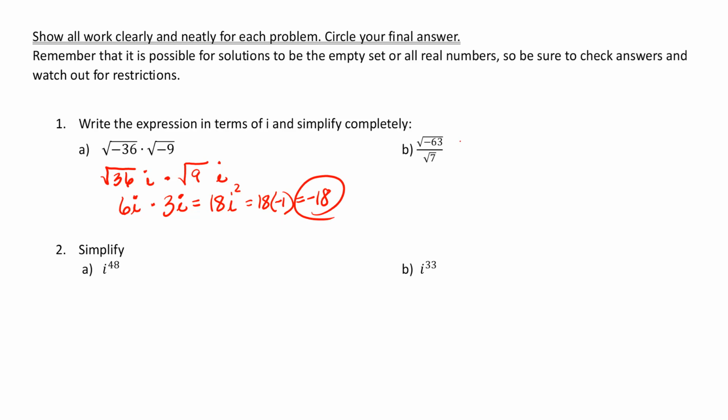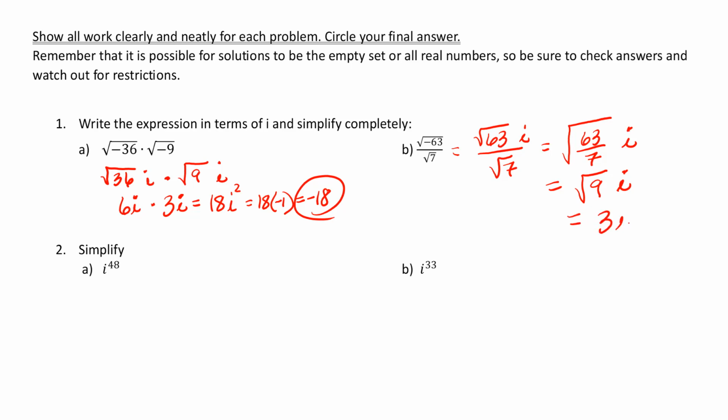Over here we have the square root of -63 over the square root of 7. So that is going to be the square root of 63 i over the square root of 7. And remember that when you have a quotient of square roots, it's the same as the square root of the quotient. So that's the square root of 63 over 7 times i. 63 over 7 is 9, so that's the square root of 9 times i, and the square root of 9 is 3, so we have 3i.